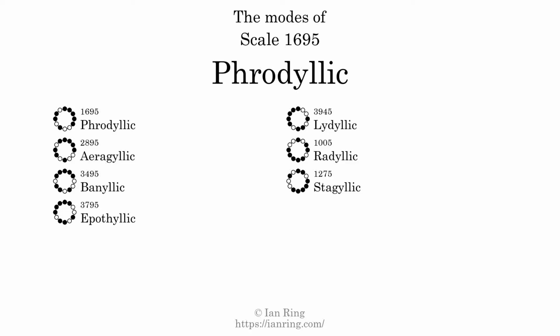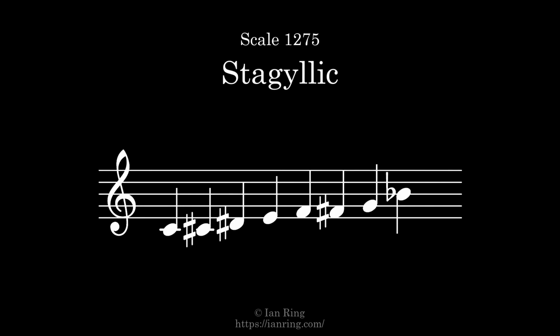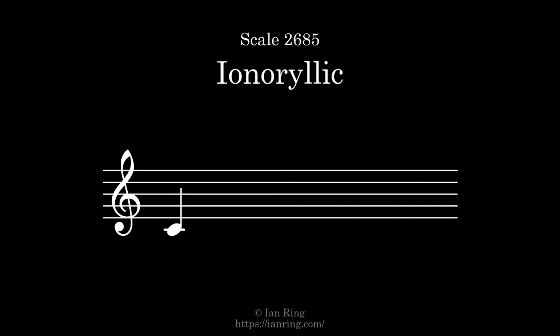The seventh mode is scale 1275, also known as Phrodyllic. It sounds like this. The eighth and last mode is scale 2685, also known as Phrodyllic. It sounds like this.